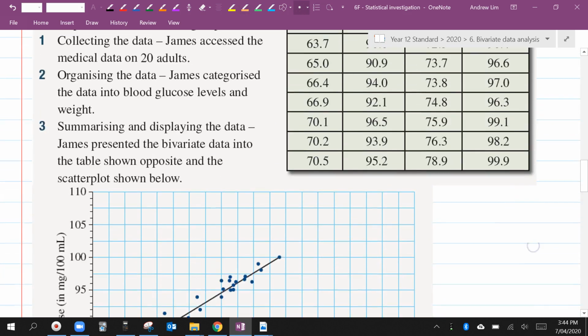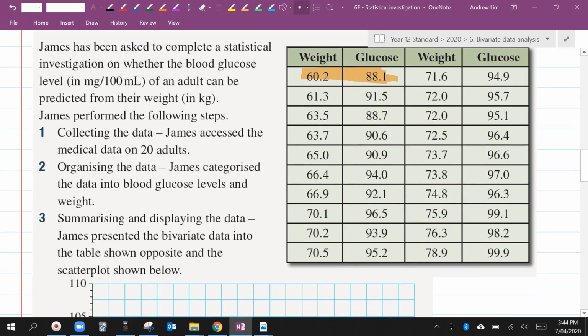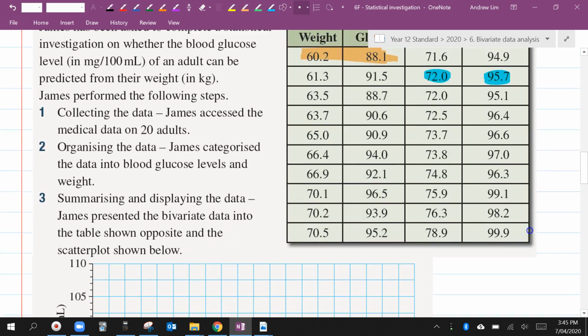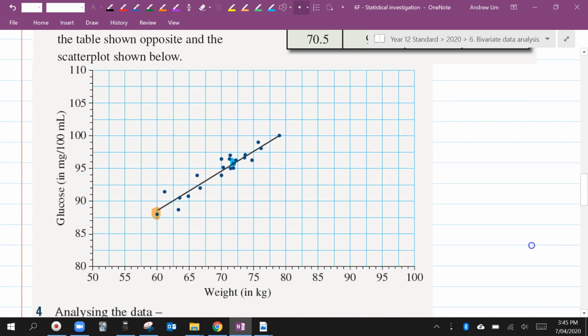And he took each one of these and created a scatter plot. So I'll just highlight one more. Let's have a look at 72.0, 95.7. 72, 95.7 is this one. That's that person there. So he took each one of these people, put it in a scatter plot, as you can see here.